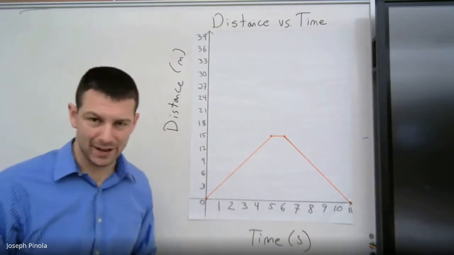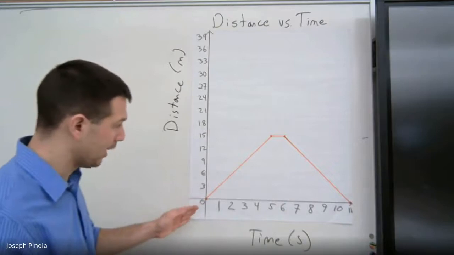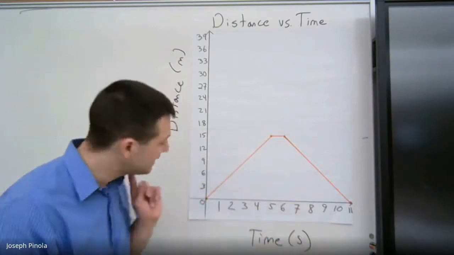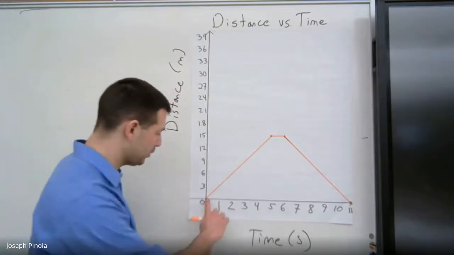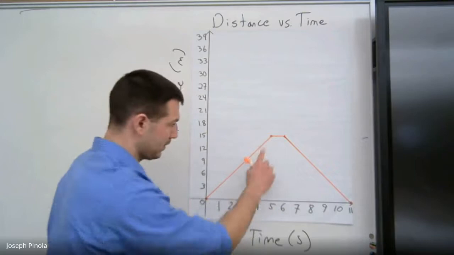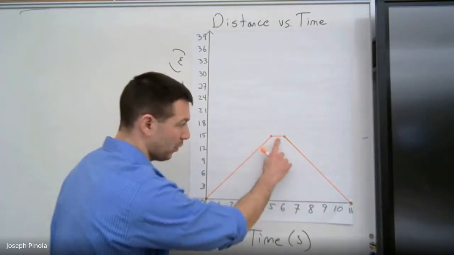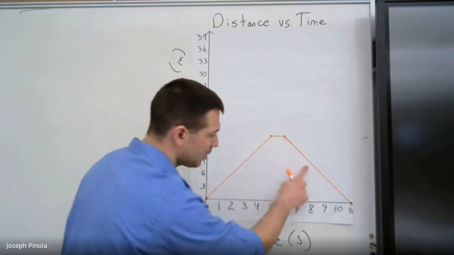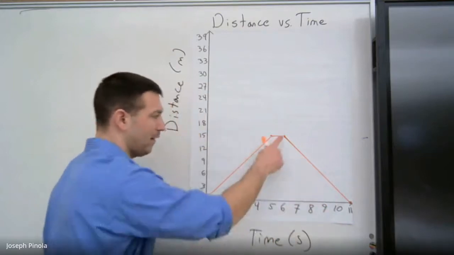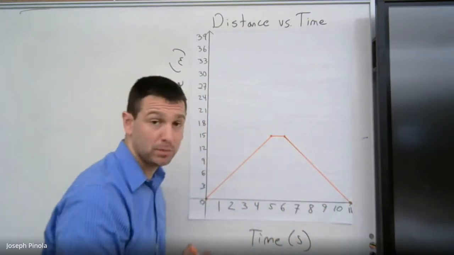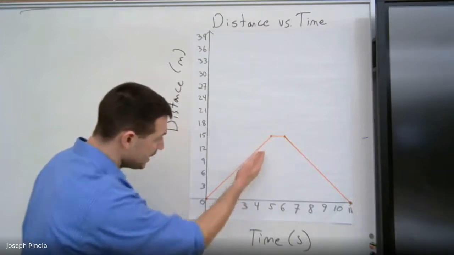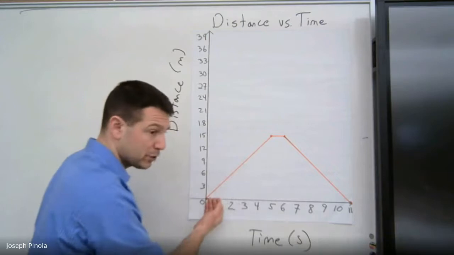And so notice what we have. This is not a diagram showing a car going up and down a hill. No. Instead, this is a diagram that shows a car moving at constant speed away from the origin, then the car resting for 1 second, and then the car moving at the exact same speed as it was before, back to its original position.